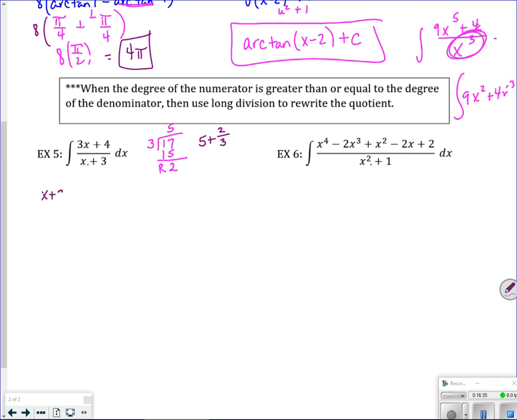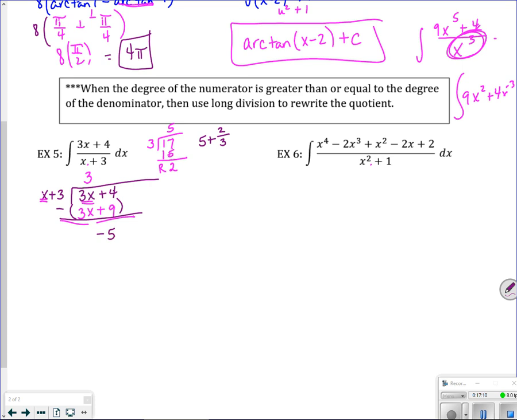I'm going to put x plus 3 into 3x plus 4. What do I need to multiply x by to get 3x? Well, I need a 3. I then multiply like I did here. So that would be 3x plus 9. Then what did I do? I subtracted. So when I subtract, of course, don't forget both things. So 3x minus 3x, of course, those go away. This is 4 minus 9, and that's negative 5.